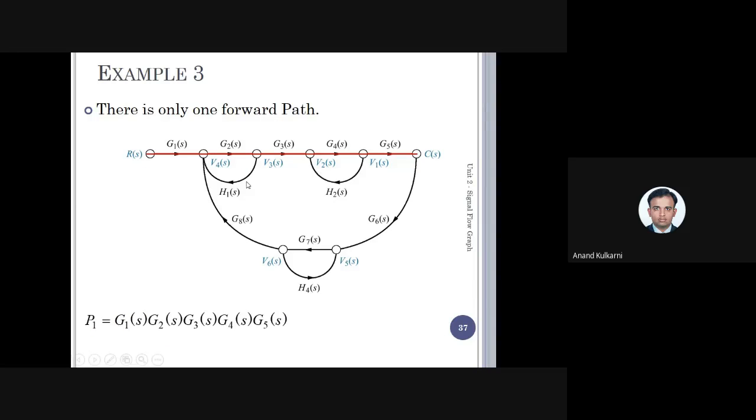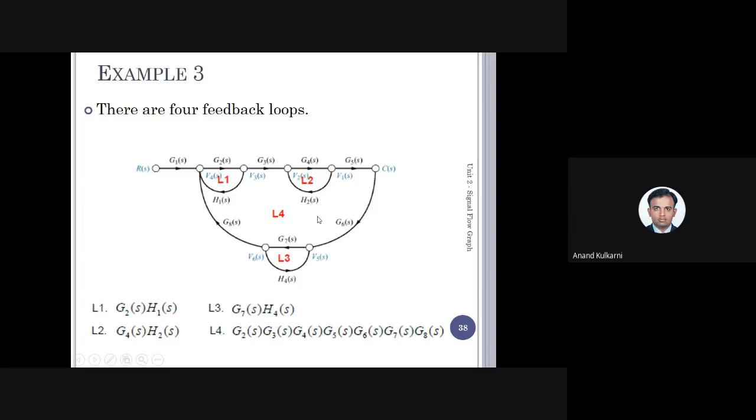Now, have you understood this? Any doubts? Once this is done, what is the second step? We'll have to find the number of loops. So this is one loop here, just G1, H1, G4, H2. Then there is one more loop, that is G2, G3, G4, G5, G6, G7, G8. So this is the bigger loop. This is one more loop. That is what is shown here.